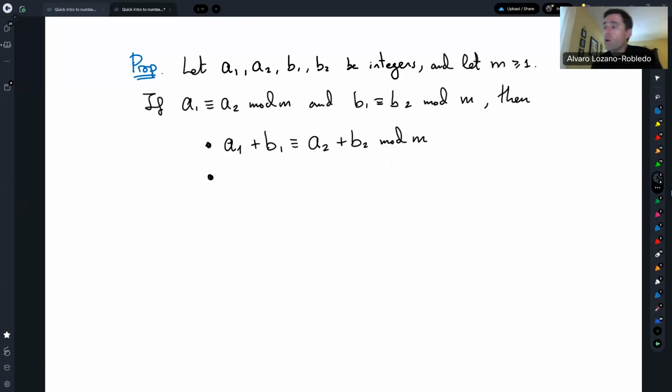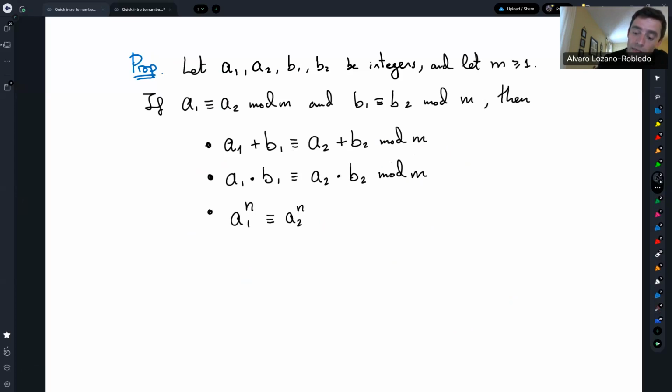If I have to multiply two numbers that are very large, A1 and B1, but at the end of the day I'm only caring about the reduction modulo M, I can first reduce A1, reduce B1, and then multiply them together, and I'm going to get the same answer. And if A1 is congruent to A2, if I want to compute a large power of A1, I can reduce A1 first and then take the power modulo M. And this is true for all n bigger or equal to 1.